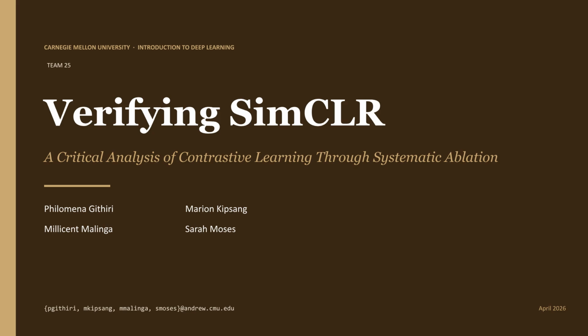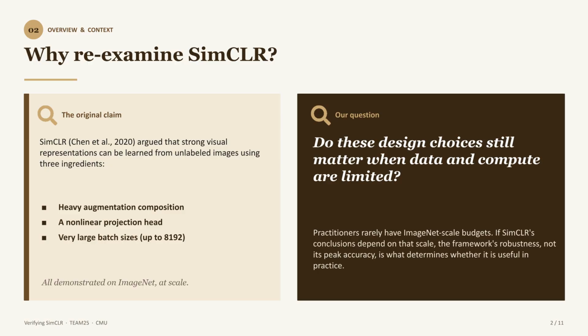Greetings everyone. What happens when you combine heavy augmentation composition, a nonlinear projection head between representations and the loss, and very large batch sizes in contrastive learning? Well, according to researchers from Google, you get SimCLR, which argues that strong visual representations can be learned from unlabeled images using these three ingredients.